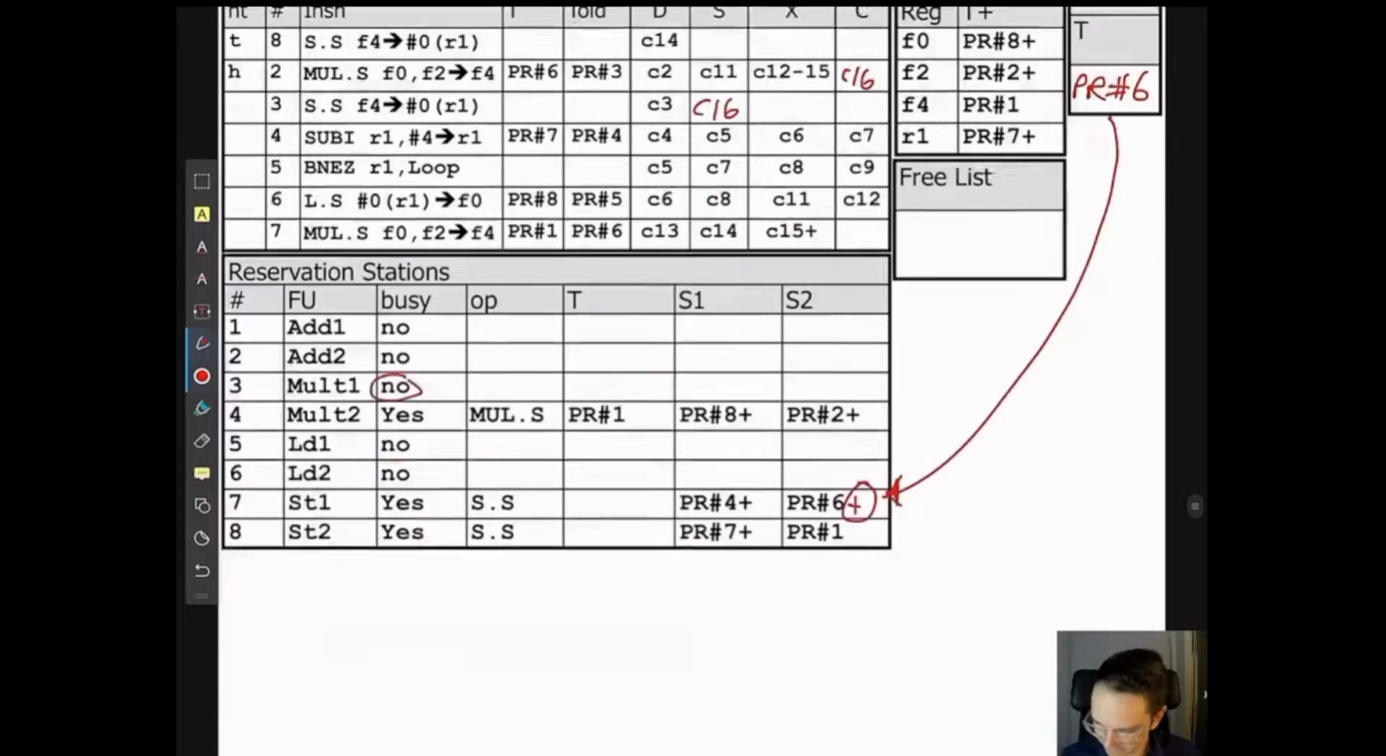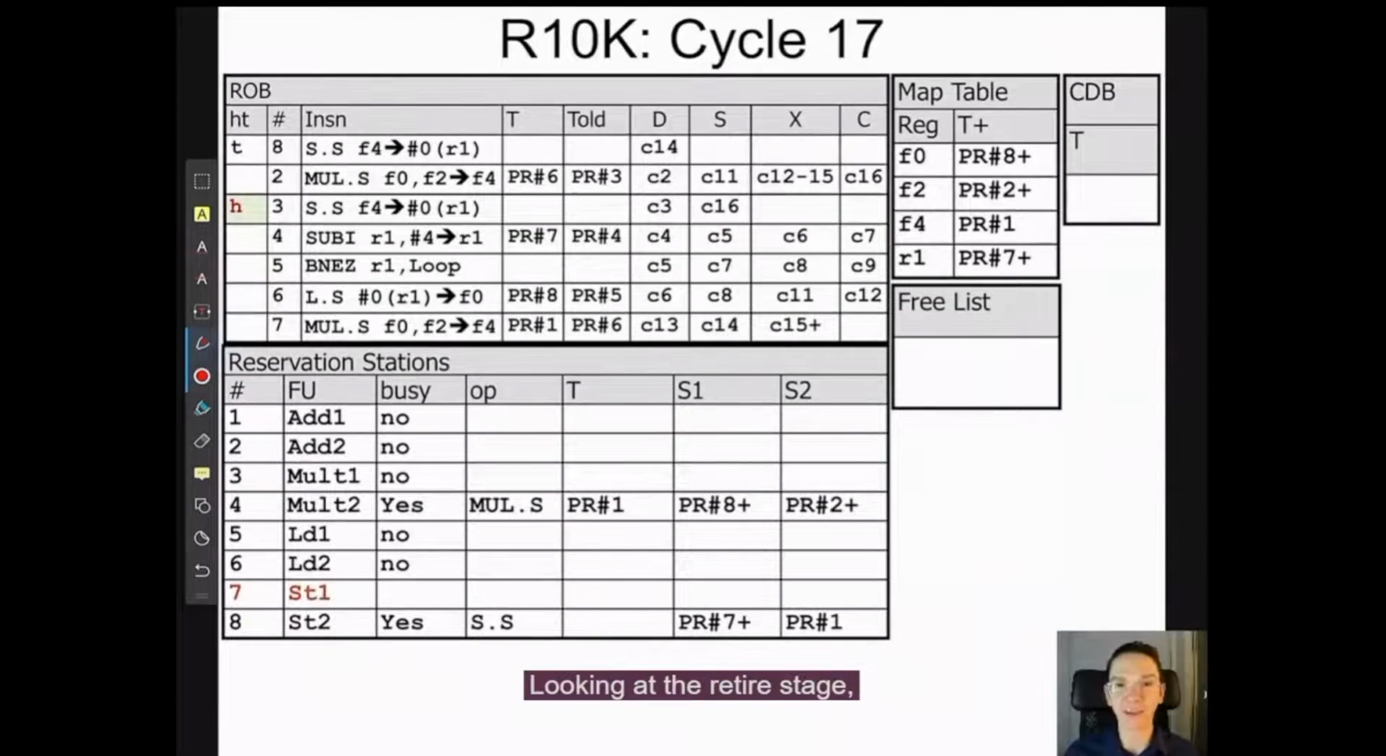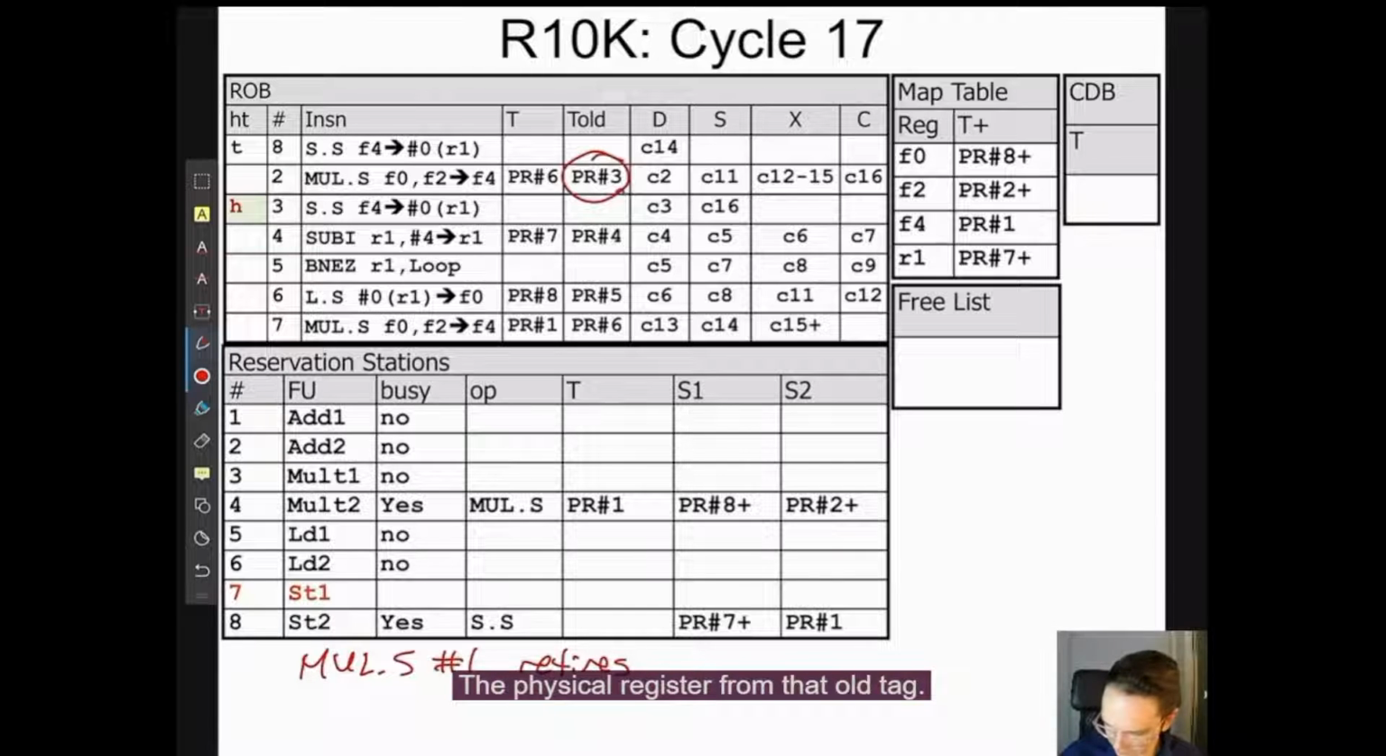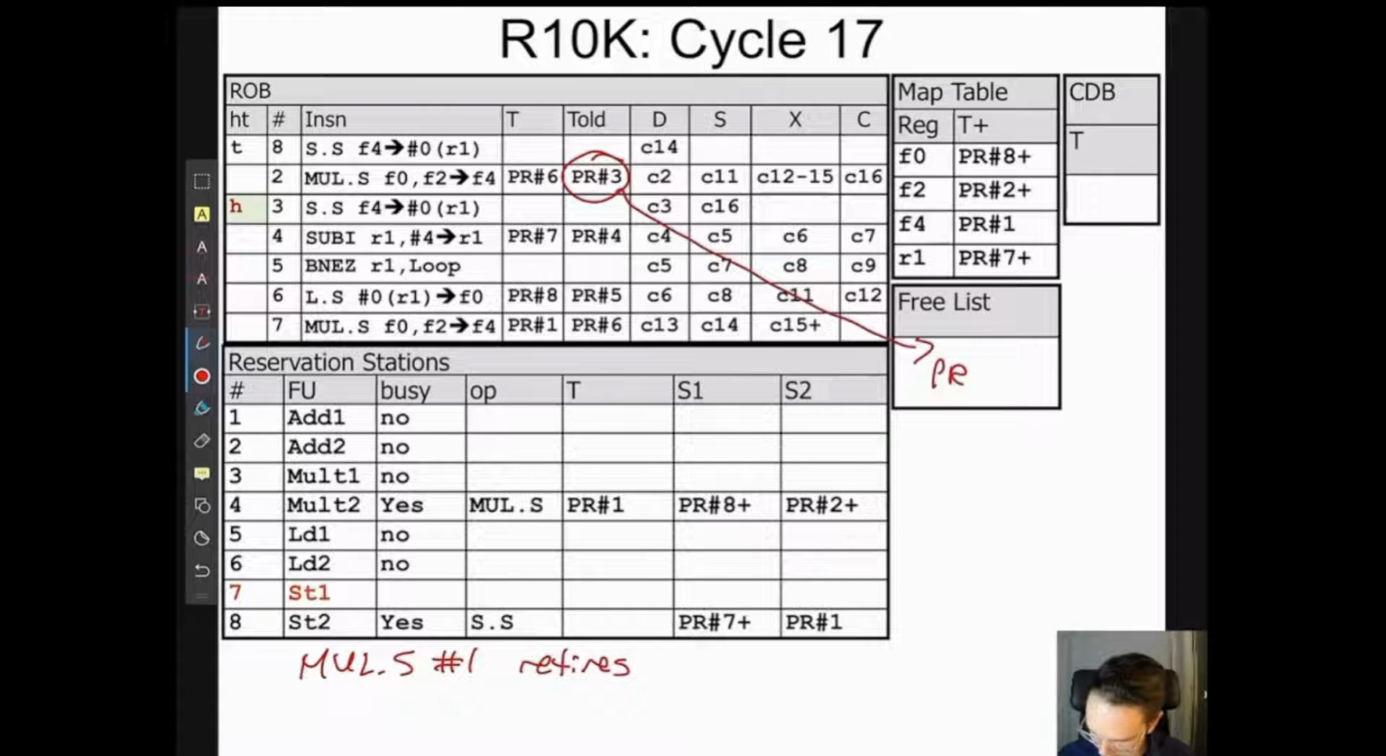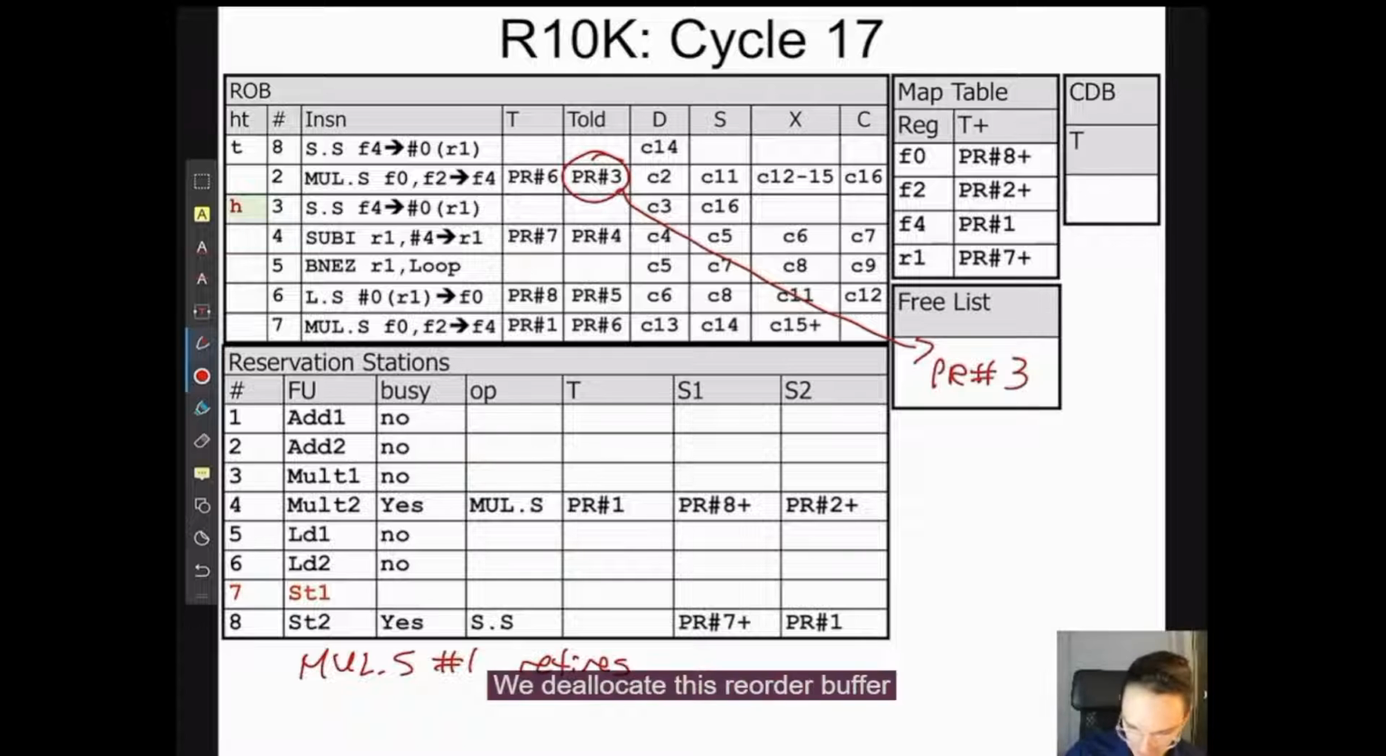Onward to 17. Looking at the retire stage, the head of the ROB has completed. So in fact, the first multiply instruction retires. So we free the physical register from that old tag. We deallocate this reorder buffer entry by advancing the head pointer forward to the next oldest instruction. Our instruction window has advanced by 1 instruction.